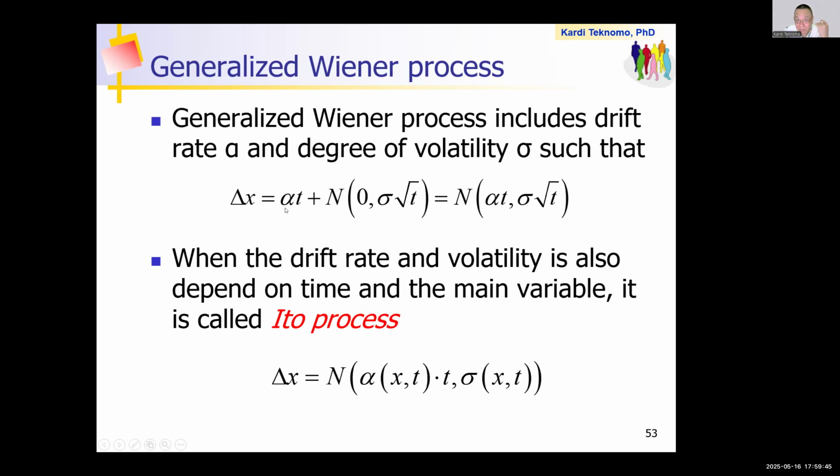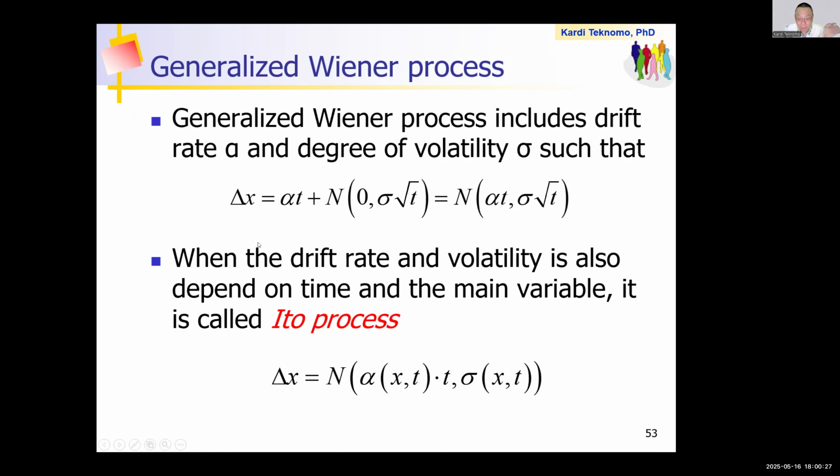Can you see this value? Alpha times T. This is representing the trend. So now the delta, the change, represents not just a normal distribution, but you have a certain trend. Then if you compute this using an integral, this is called the Ito process or Ito integral, and you will have this normal distribution of alpha and sigma. Sigma is the standard deviation. Alpha is the one that you set as the drift rate.